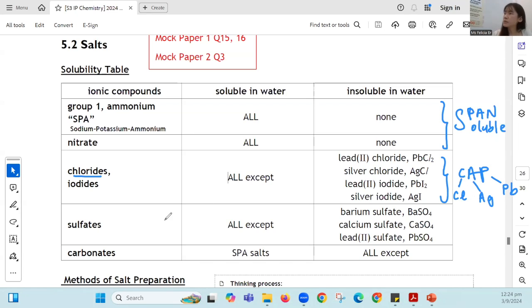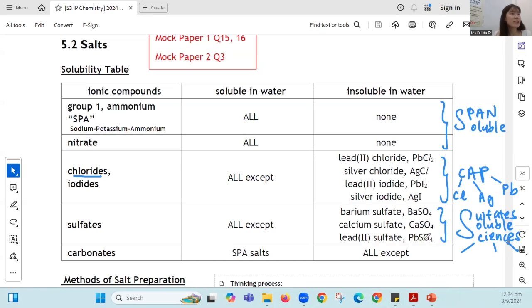Then next would be sulfates. How to remember which are the exceptions? I'll go by this. S for sulfates, S would be soluble. So the sulfates are all soluble except the triple sizes. So what are the 3 sizes that you all learn?